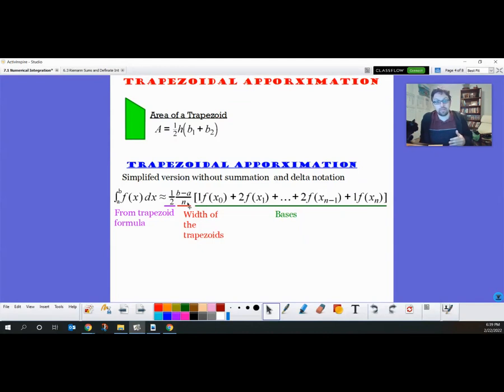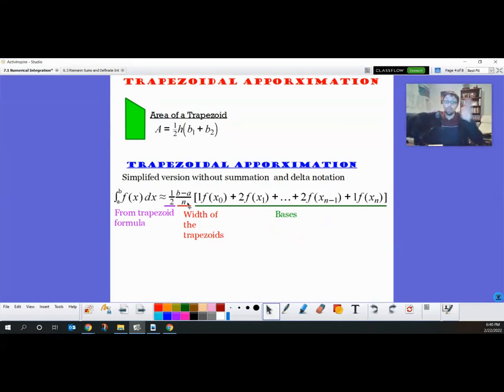This b minus a over n is how wide of a gap we have. So say we're going from 4 to 7, we would have a gap of 3. And then we divide that into a certain number of trapezoids. Let's say 3. So 3 divided by 3 would get us 1.